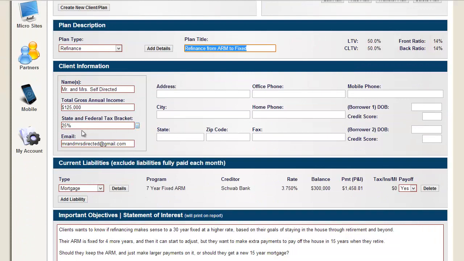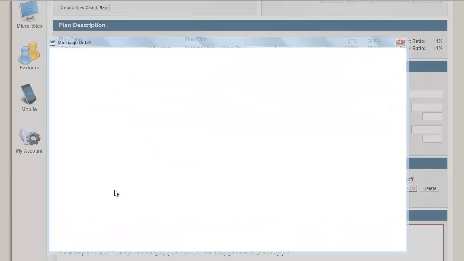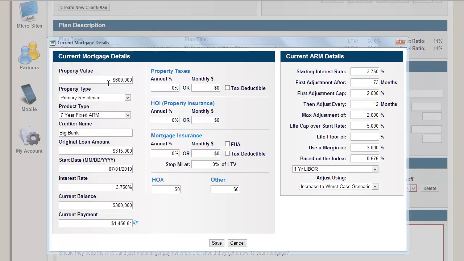We're going to leave our client information generic here. So we need to review these mortgage details, and in this case we have a property value of $600,000. It's a primary residence. There's a 7-year fixed ARM with a big bank. They owe $315,000. They started this in 7 of 2010 at 3.75%. They currently owe $300,000. Their current payment is $1,458. Don't need to worry about property taxes here because we're just comparing a refinance, so these are going to be the same.